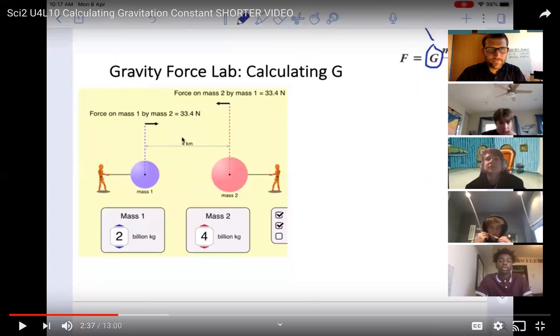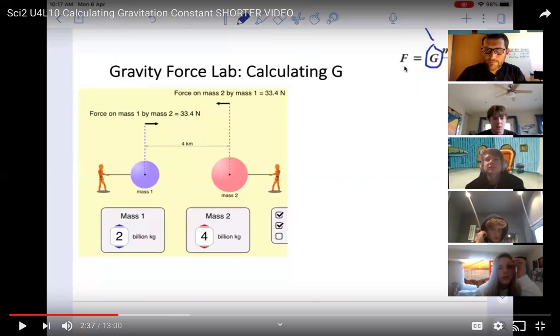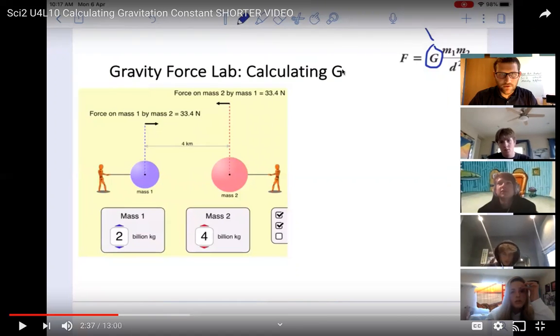30. Like what it symbolizes or the number? Yeah. What do you think F stands for? It's the force, in newtons. Force. So yeah, what would the force be here? 33.4. Yeah, there you go.